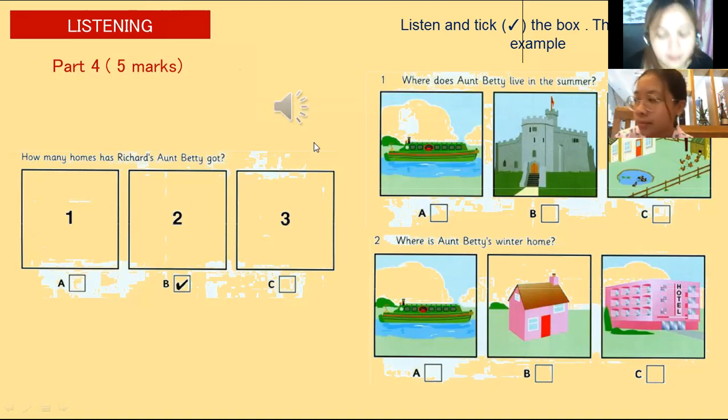Part 4. Listen and look. There is one example. How many homes has Richard's Aunt Betty got? I've got 3 aunts, but Aunt Betty is my favourite. Oh, is she, Richard? Why? Well, she's nice, and I like going to stay with her.